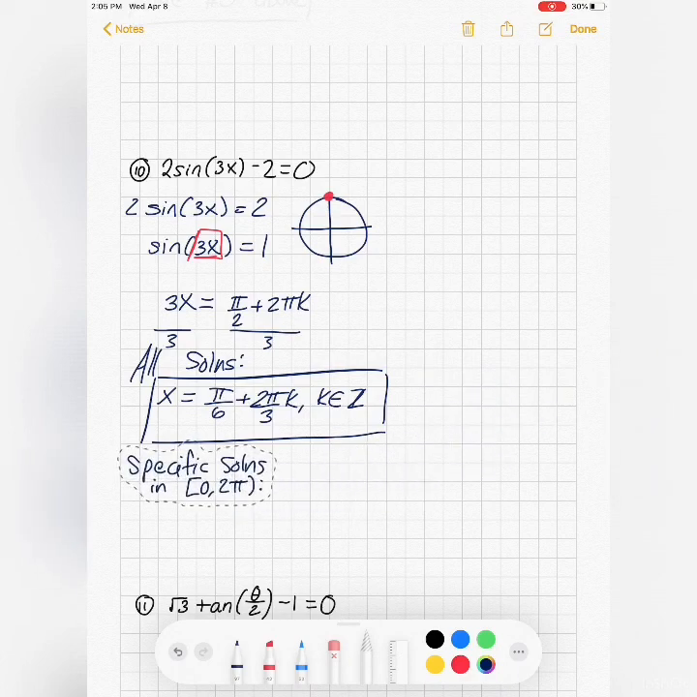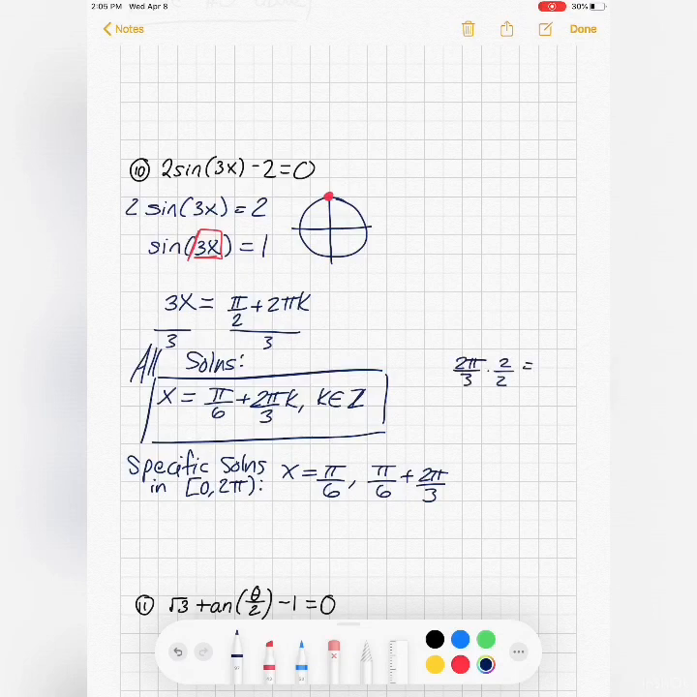Okay, so my first solution would be, well, pi sixths. But then to get the next one, I have to add 2 pi thirds, right? So let me see, what is 2 pi thirds? I multiply it by 2 over 2, right? It's 4 pi sixths. So I'd actually have here 5 pi sixths. Okay, then from there I would add another 4 pi sixths. So that one's 9 pi sixths, which reduces to 3 pi halves.